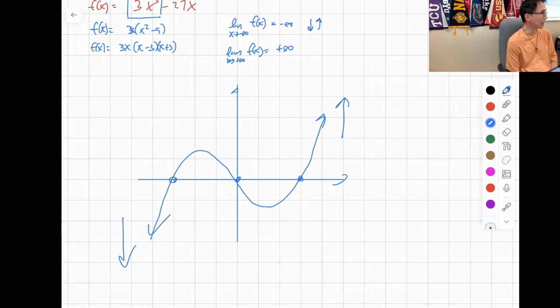So even though this is not in factored form, I can still graph it, because I can factor it. You guys already know how to factor.